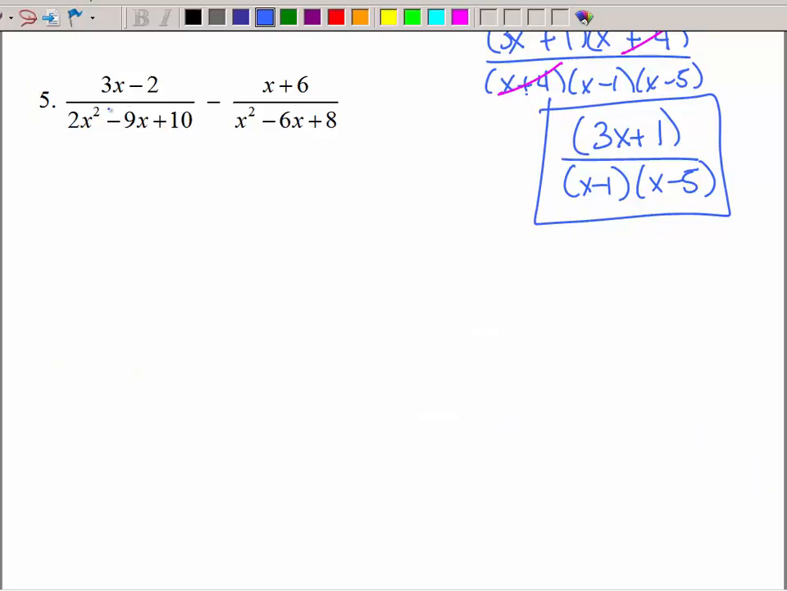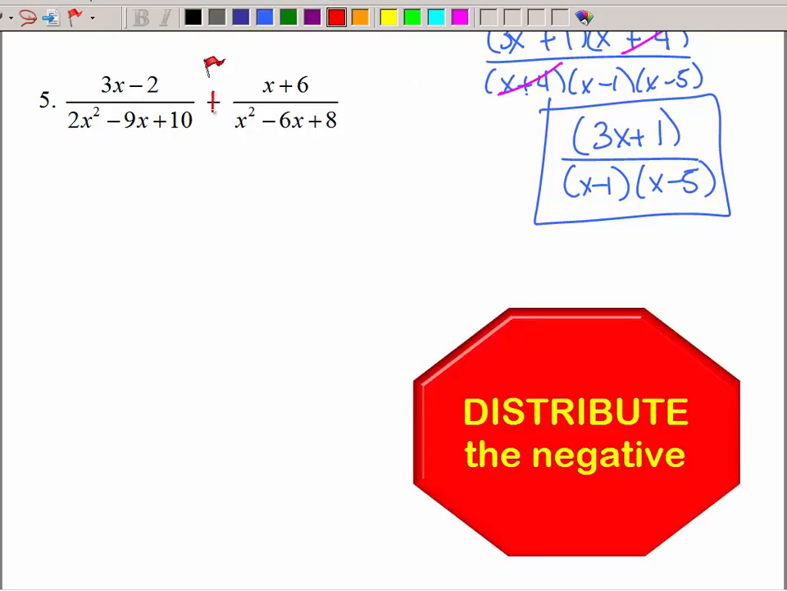As I look at problem 5, again, I see some red flags. I need to make sure I distribute that minus. So I'm going to do that first thing. I'm going to change this to a plus and distribute that minus. All right, so I'm adding the opposite.